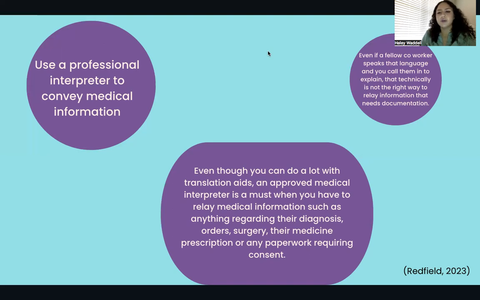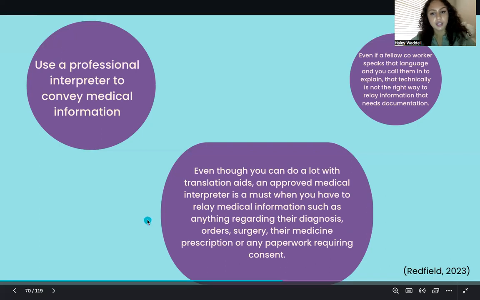Even a fellow coworker who speaks that language, whom you call in to explain, technically is not the right way to relay information, and that needs documentation. All the important stuff, the stuff that they have to understand for you to be able to do your job legally, you want to make sure you hit all those boxes so you don't have a legal problem on your hands. So you want to use that professional translation service to convey that important information, especially when they're signing something. They need to have that informed consent in their native language.